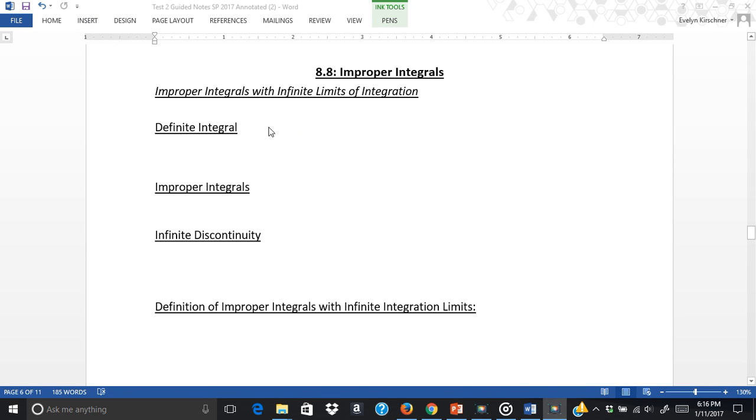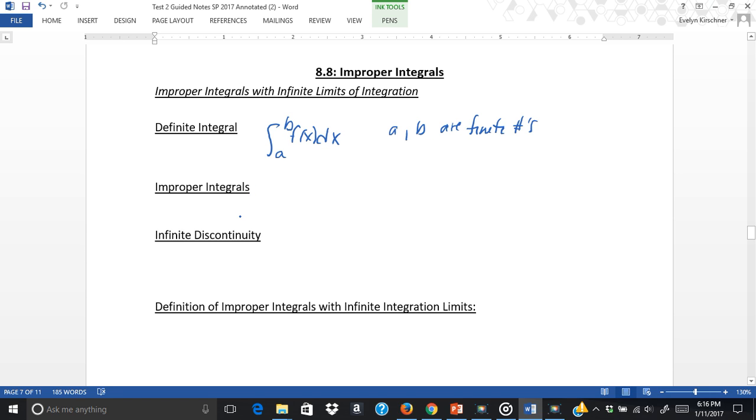So what is a definite integral? A definite integral is of the form the integral from a to b of f of x dx, where a and b are finite numbers. So we talked about definite integrals before because we had values we can solve for, as opposed to an indefinite one. We call this a finite integral because a and b are finite numbers.